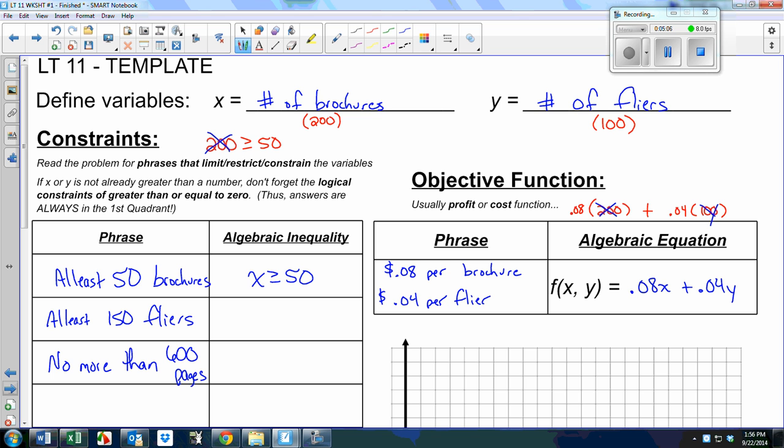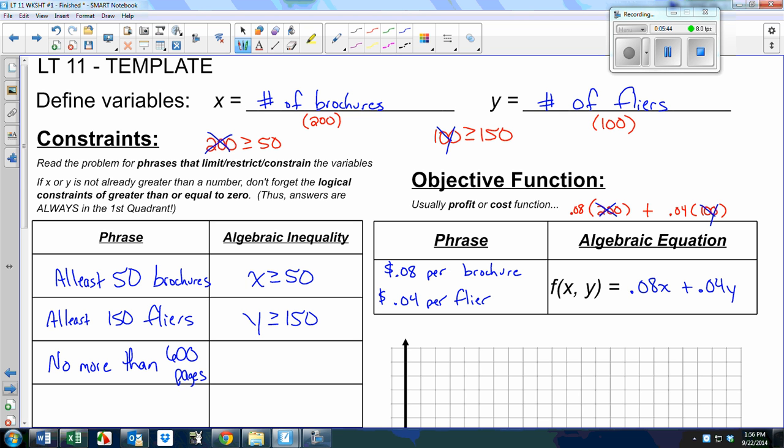So the next one, I think we can do it without a concrete example. You have to have at least 150 flyers. If Y represents the number of flyers, it has to be greater than or equal to 150. If we did do the concrete example, it would just say, is 100 bigger or equal to 150? We would have said no, but it doesn't matter. The 100 represents Y, and we have gotten our inequality that way. Y is bigger than or equal to 150.